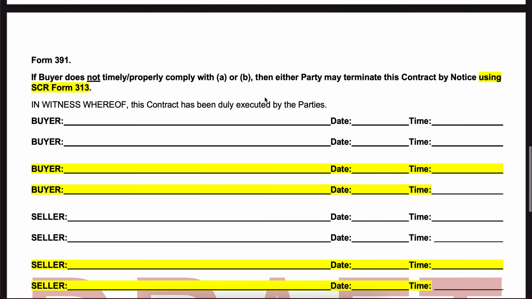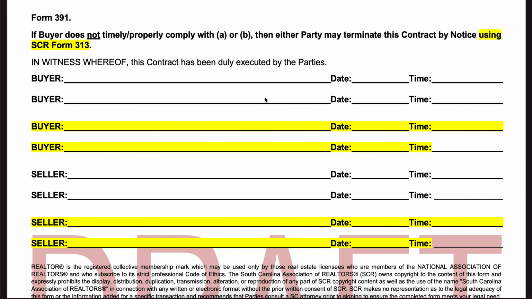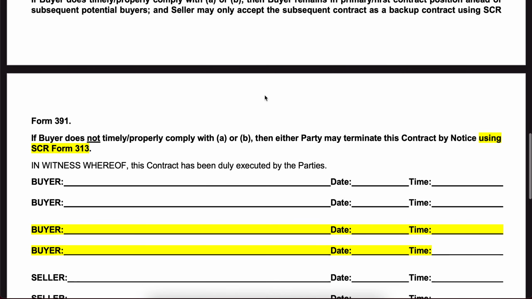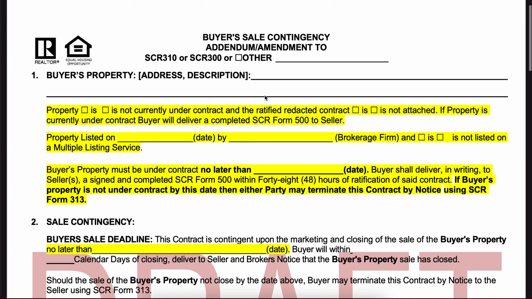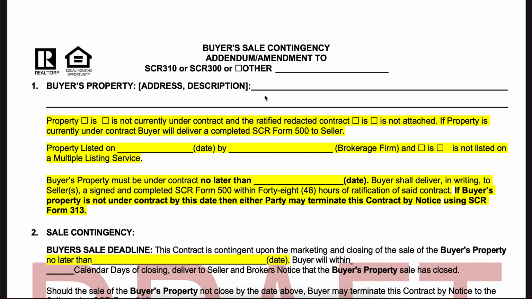And again, with most of our forms that we've been updating, we've added 2 additional buyer lines and 2 additional seller lines. So there should be 4 for each party on this form. So these are the changes to SCR Form 504. If you have any questions on this form, or any other form in the SCR Forms library, give us a call on the legal hotline, 803-772-5206.